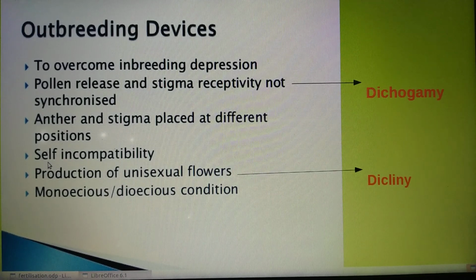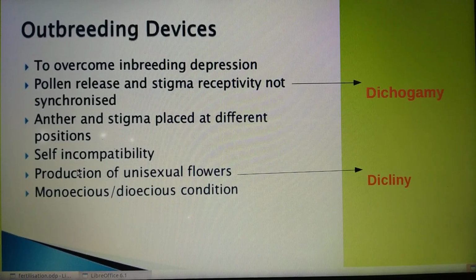Third one is self-incompatibility. What is self-incompatibility? This is a genetic mechanism that prevents self-pollen from fertilizing the ovule by inhibiting pollen germination or pollen tube growth in the pistil. This is called self-incompatibility.